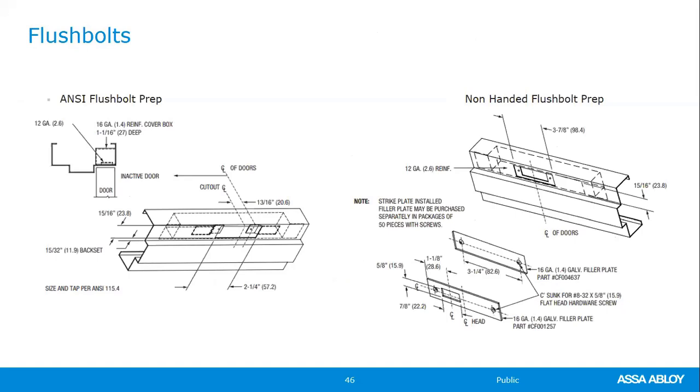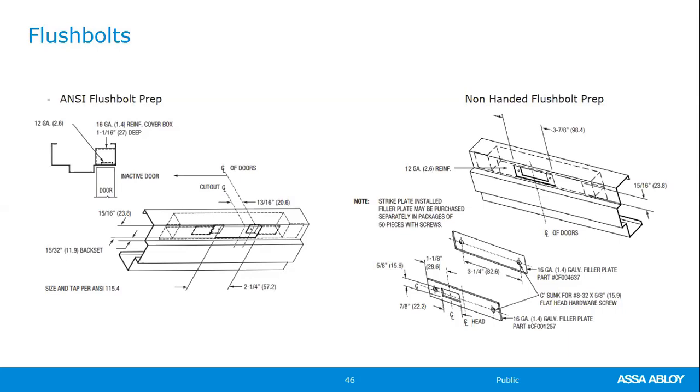What is more common is the non-handed flush bolt with commercial frames. Basically, this is a plate and it flips back and forth. With the ANSI flush bolt prep, when you order this type of prep, you have to tell us which side is the inactive and which side is the active, and then we prep the flush bolt prep on the inactive side of that frame.